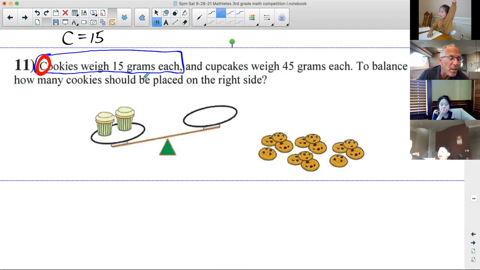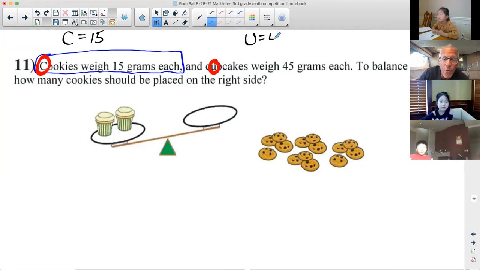What do you think, Catherine? I don't know. Jason, what would be a good letter to use? Go ahead, Jason. U. Oh, U. I like it. Let's use U. So we can write down U equals 45. Everybody write that down. C equals 15.